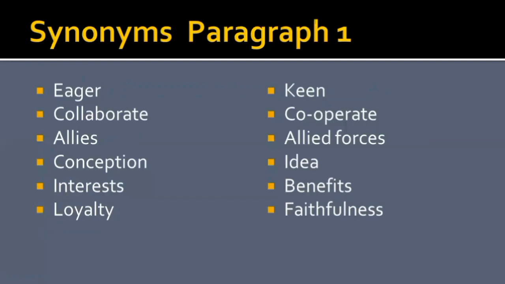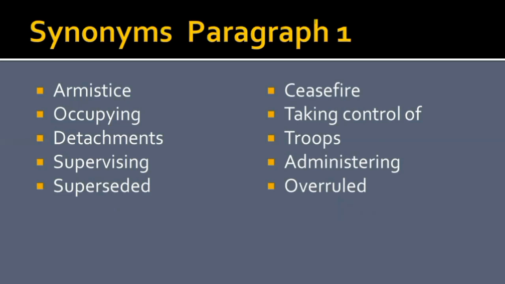After almost continuous fighting since 1911, a government formed from the old liberals was in power in Istanbul, its members and the Padishah himself alike eager. Eager means keen. To collaborate with the allies. Cooperate. Their conception of the best interests of the nation. Conception means idea. Interests, benefits. Their conception of the best interests of the nation was that of loyalty. Loyalty means faithfulness. To the armistice, ceasefire, and cooperation with the occupying forces of the conquerors.